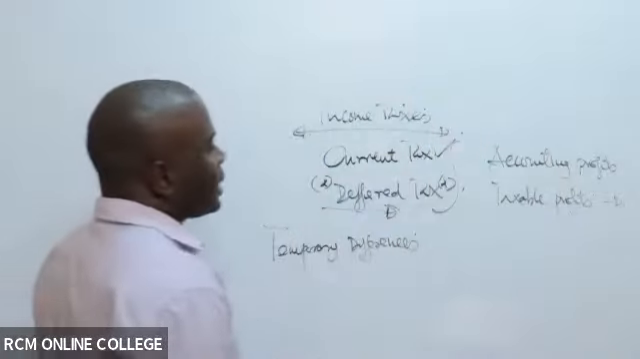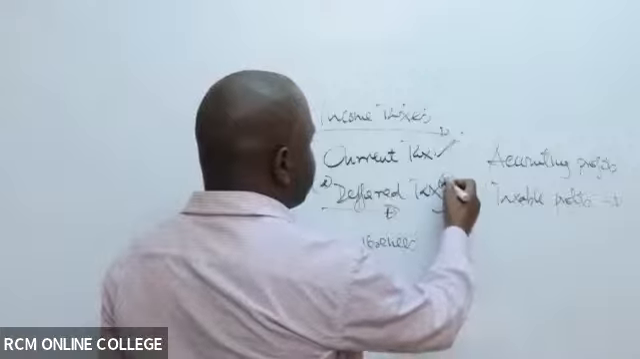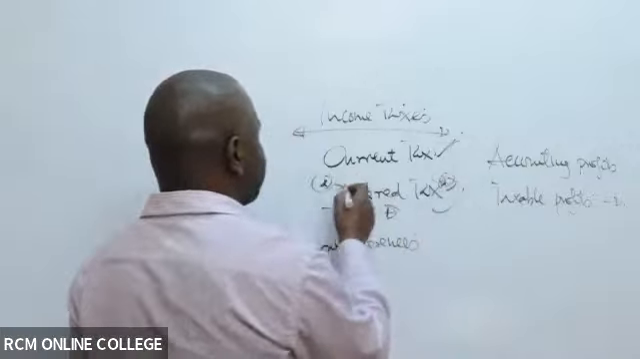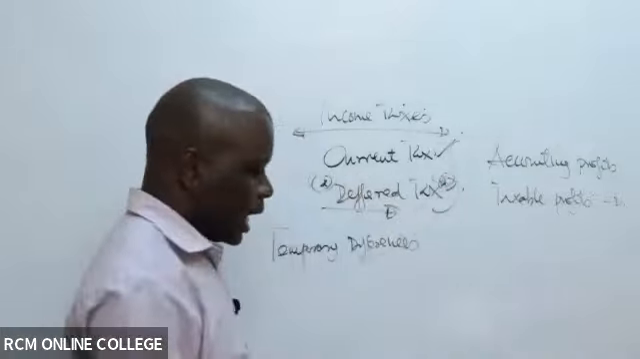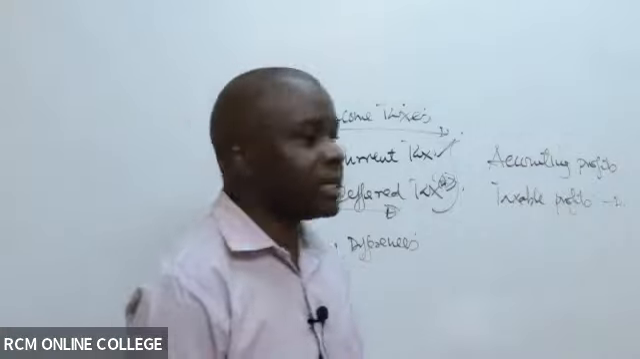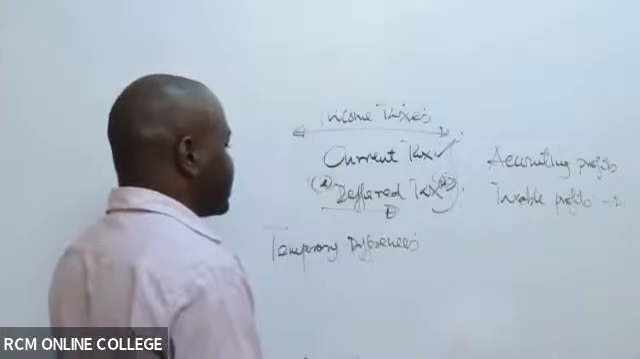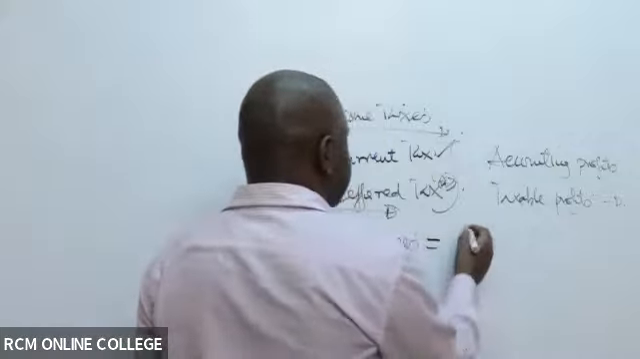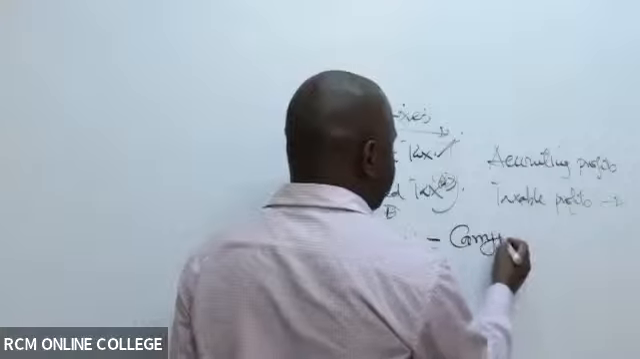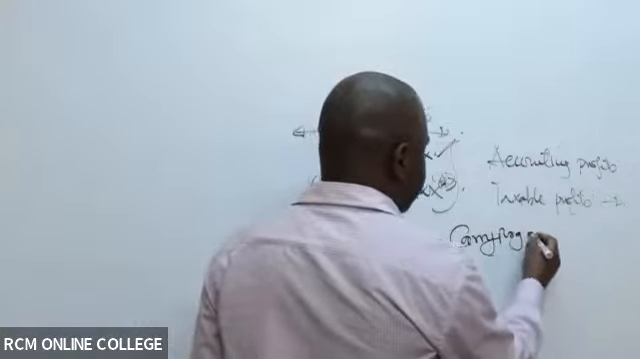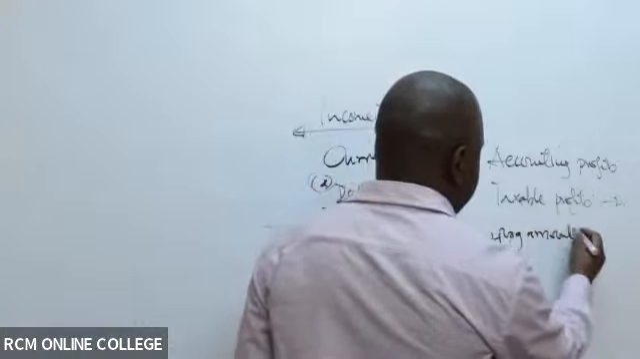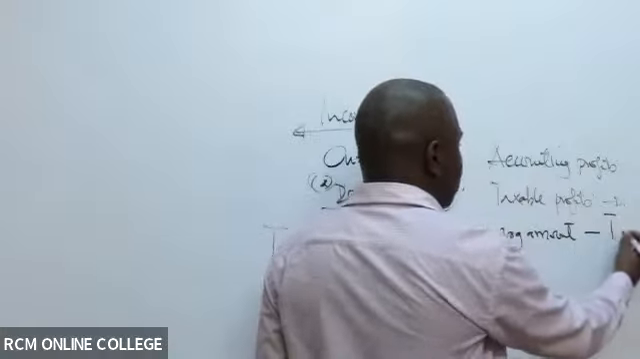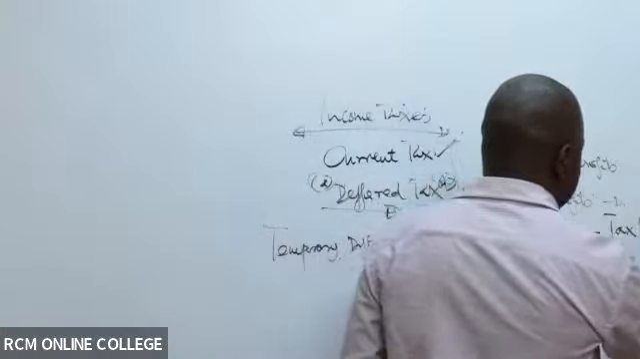But of course, the one the examiner focuses on testing a lot is the deferred tax, and how you arrive at it. To get the deferred tax, you have to get the temporary differences, which is equal to the carrying amount minus the tax base.